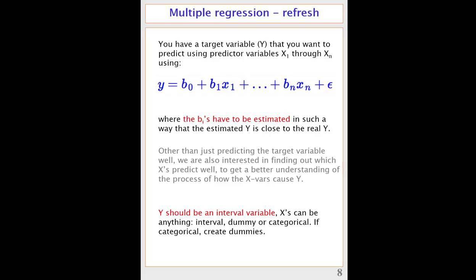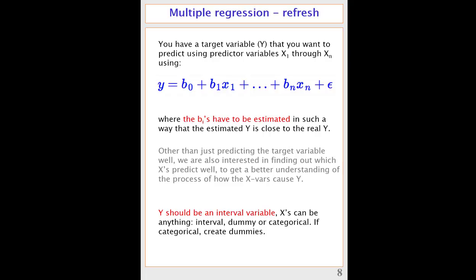If they are interval, you can, in principle, just add them to the equation. If they are categorical, you need to do more complicated stuff. You need to make separate dummies. If you have a categorical variable with 5 categories, you create 5 dummies and you include 4. That was all that we did last time.